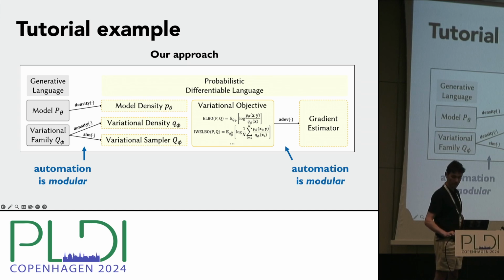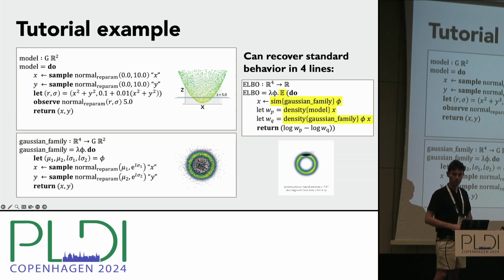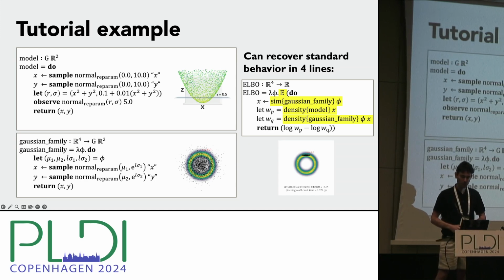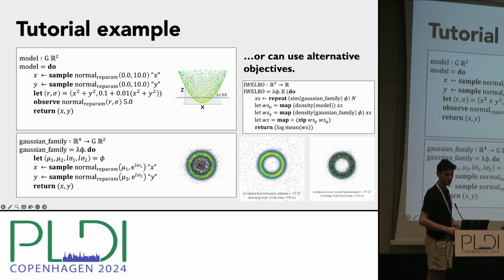What does this mean for users? First, if the user does want the standard push-button behavior, that just corresponds to a 4-line variational objective that we provide as a library function. Note how the code defining the objective can use various specialized constructs like the expectation operator or the simulation and density operations that can be applied to the model or variational family.